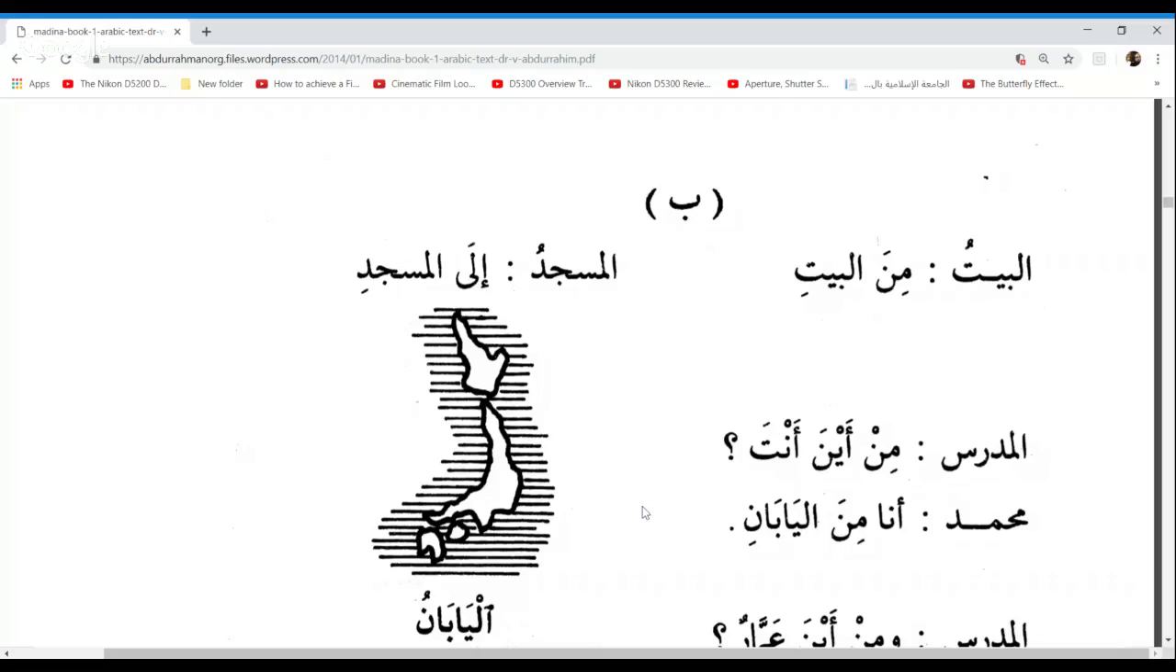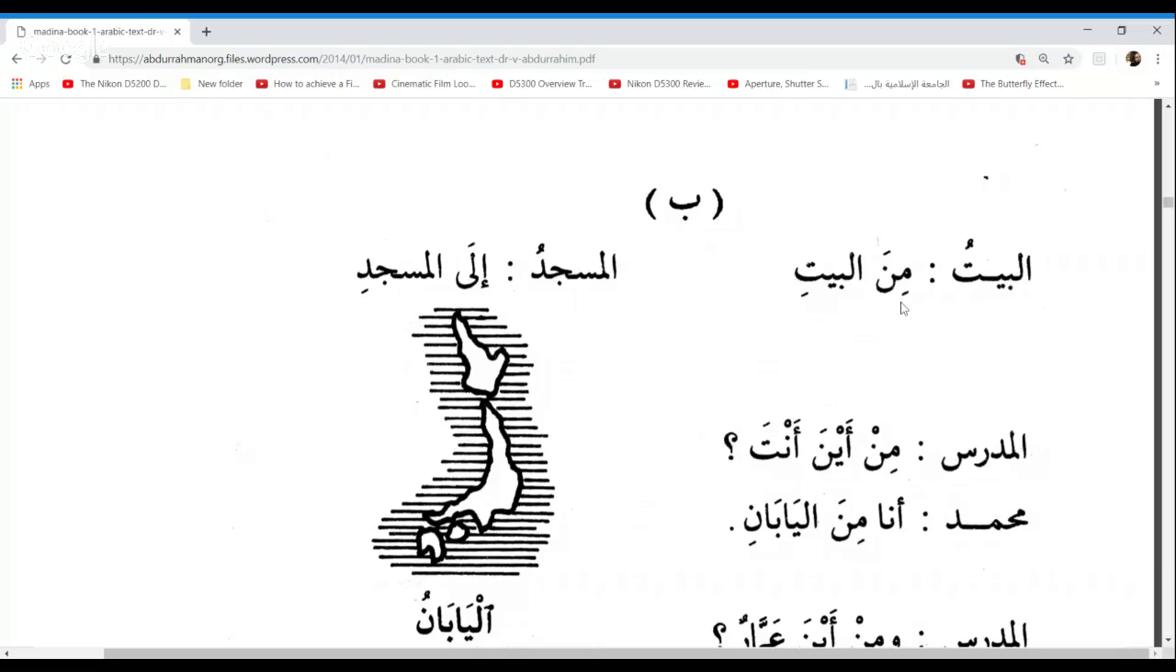All right, so we can see here, we've got al-baytu, and then we've got min al-bayti. Okay, and then we've got al-masjidu, and then we've got ila al-masjidi. We covered this last lesson. We even took the first two lines or so of the conversation, but we'll start again today. So al-baytu, min al-bayti: the house, from the house. Al-masjidu, the masjid, and ila al-masjidi, to the masjid. So min means from, and ila means to.